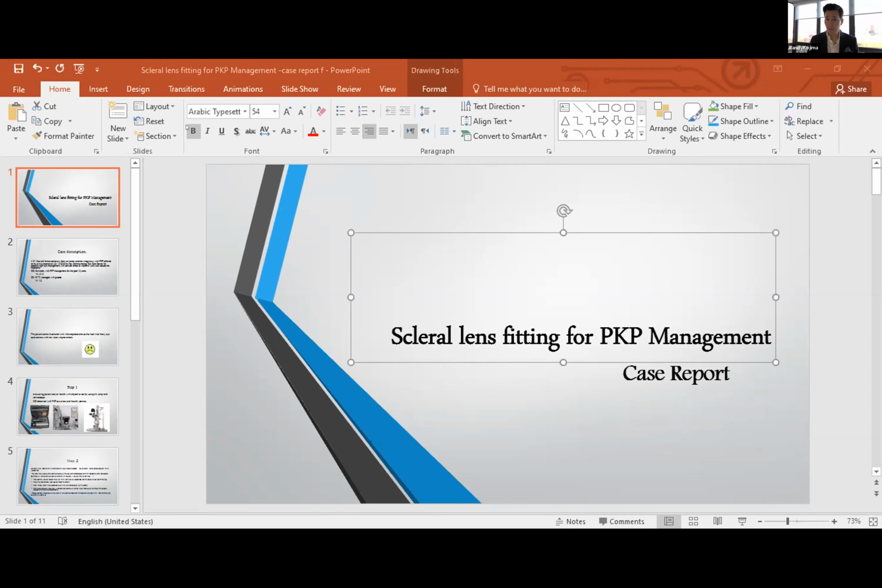But limbal vault is something to look for. Is it excessive? Is it inadequate? Those are some of the other things that you might try.